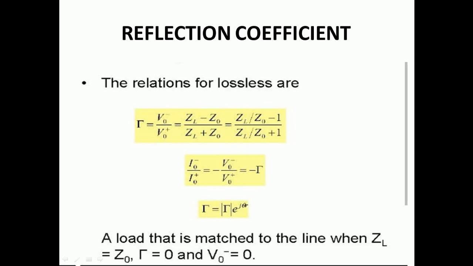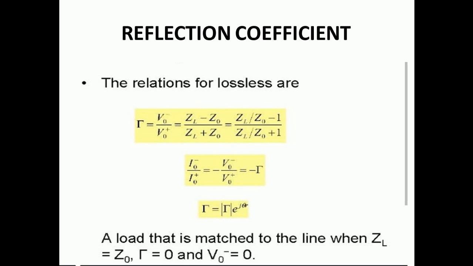In the mathematical equation, we can also include V0 minus and V0 plus, one more term with regard to RF. The reflected wave is always denoted by V0 minus and the incident wave is V0 plus. So it is the ratio of reflection to incidence. So minus rho is also possible. Generalizing the equation mathematically, the reflection coefficient is defined by the magnitude of the reflection coefficient and the phase e power j theta. So rho is equal to rho e power j theta, and the load is matched to the line when ZL is equal to Z0.